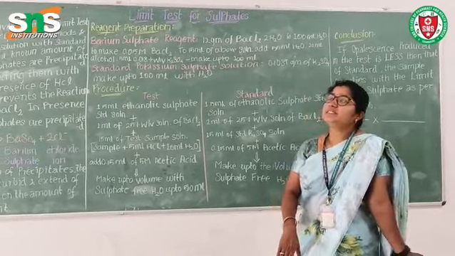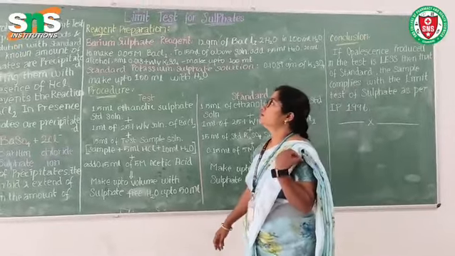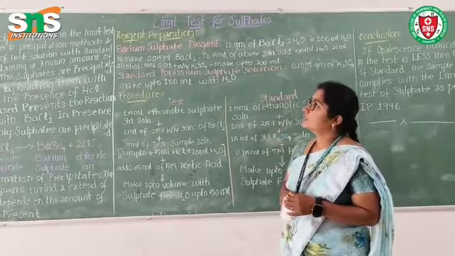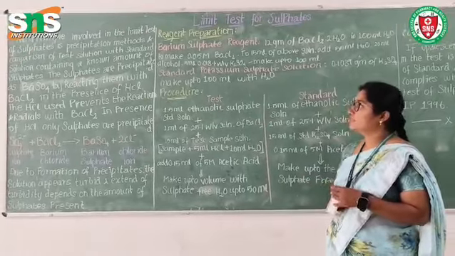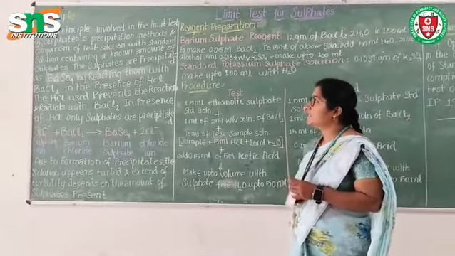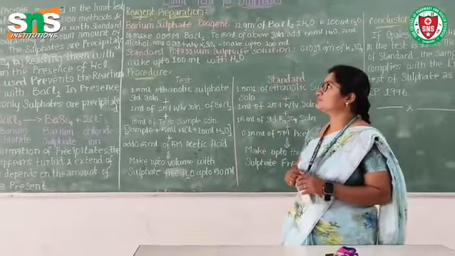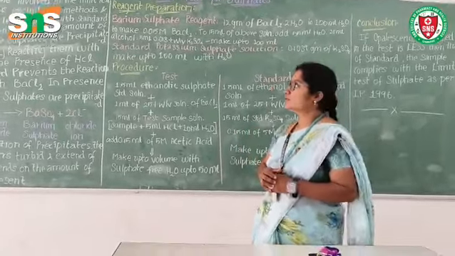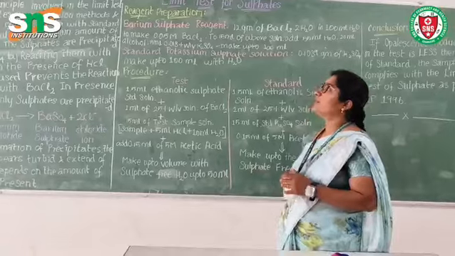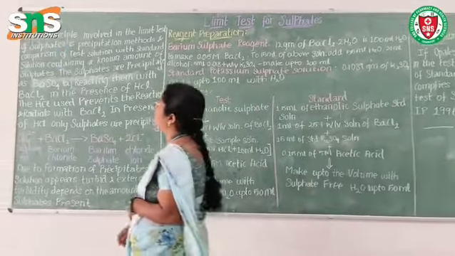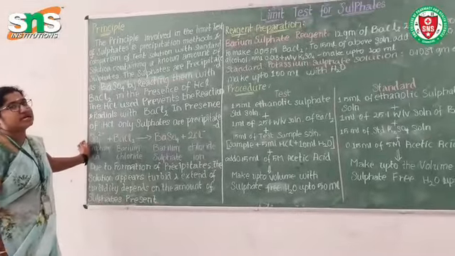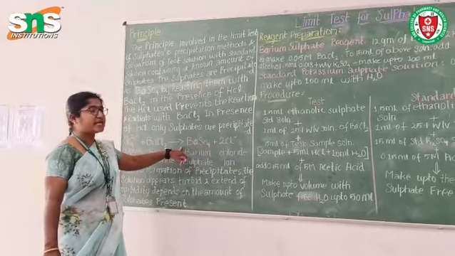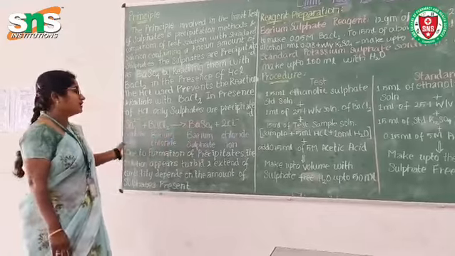So let's see the principle in the limit test for sulphate. It depends upon the precipitation method. The precipitate formed in the test solution is compared with a standard containing a known amount of sulphate. The sulphates are precipitated as barium sulphate by reacting them with barium chloride in the presence of hydrochloric acid. This sulphate is present as an impurity in the sample. It is going to react with barium chloride, and we will get a precipitate of barium sulphate with the elimination of chloride ions.